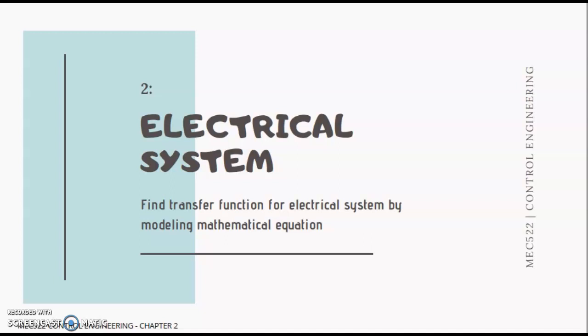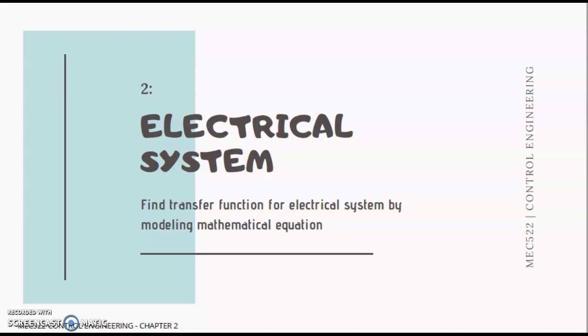Today our class focuses on chapter 2. The subtopic of chapter 2 is the electrical system. Before this, we talked about the mechanical system. There are two types of mechanical system: first translation, and the second one is rotation.